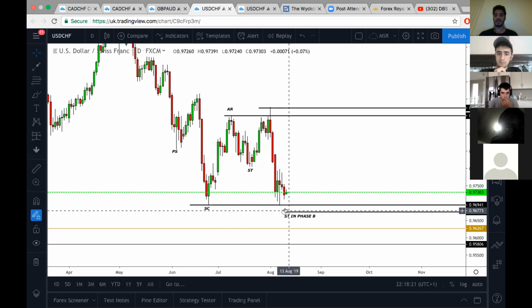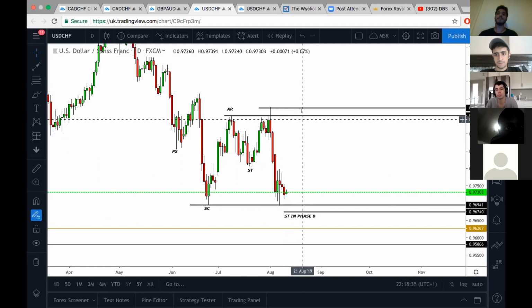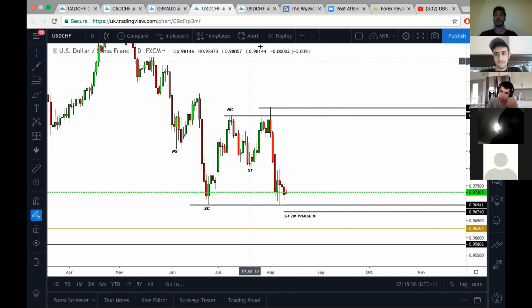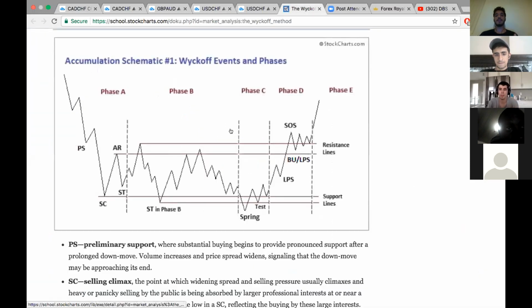So I'm waiting. This is an anticipated area for me. There's no particular reason why I've drawn the line here. I'm anticipating it to go somewhere around there, and I'm not going to enter there. I'm going to tell you where I'm going to enter in a sec, right? But you're expecting it to come down here and then push all the way back up before it comes back down for its third drive, which 9 out of 10 times is lower than both the selling climax and the secondary test.